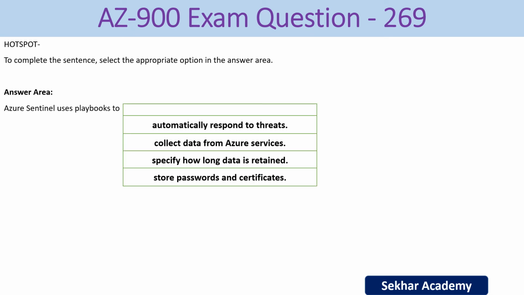Question number 269. In the statement answer area we have a statement like: Azure Sentinel uses playbooks to do which one here? The options we have: automatically respond to threats, collect data from Azure services, specify how long data is retained, store passwords and certificates. The right option is automatically respond to threats. Sentinel is the service we have in Azure where we can respond to threats, and you can raise the incident where you can see where the threats had an impact.